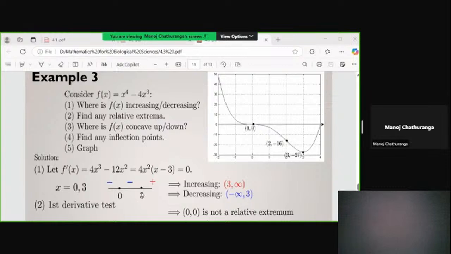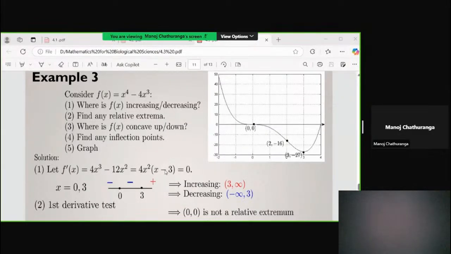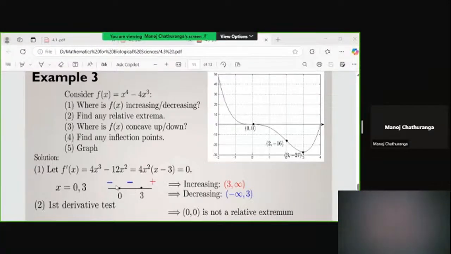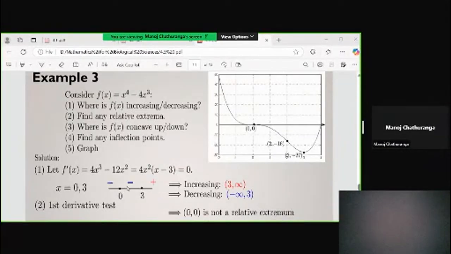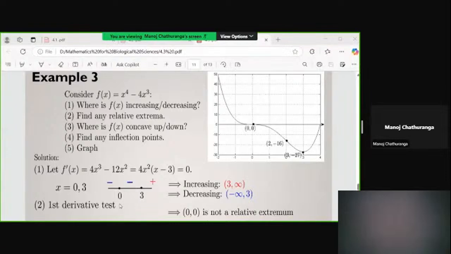Then pick a very large number, way bigger than, say, 100. Both terms are positive, so the sign is plus. So right here, the sign of the derivative changes from minus, minus to plus. And at 0, the derivative is 0.